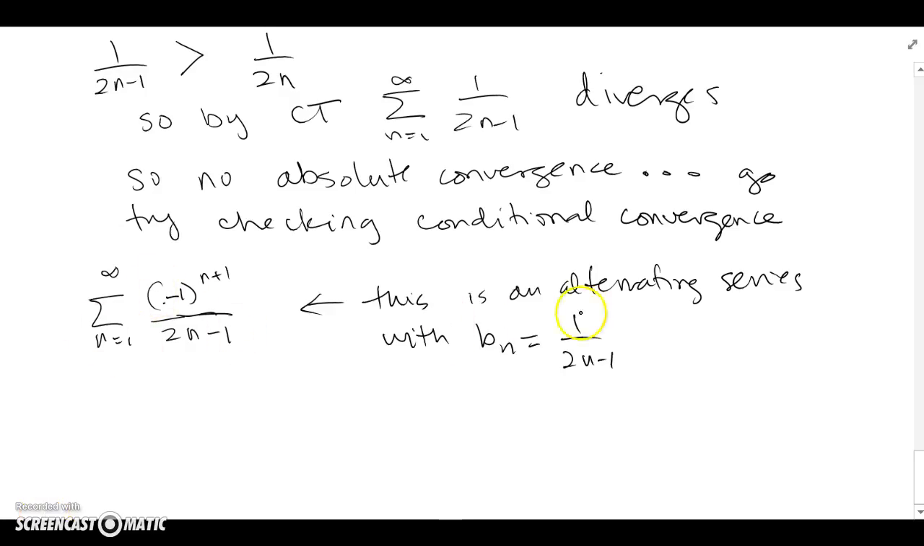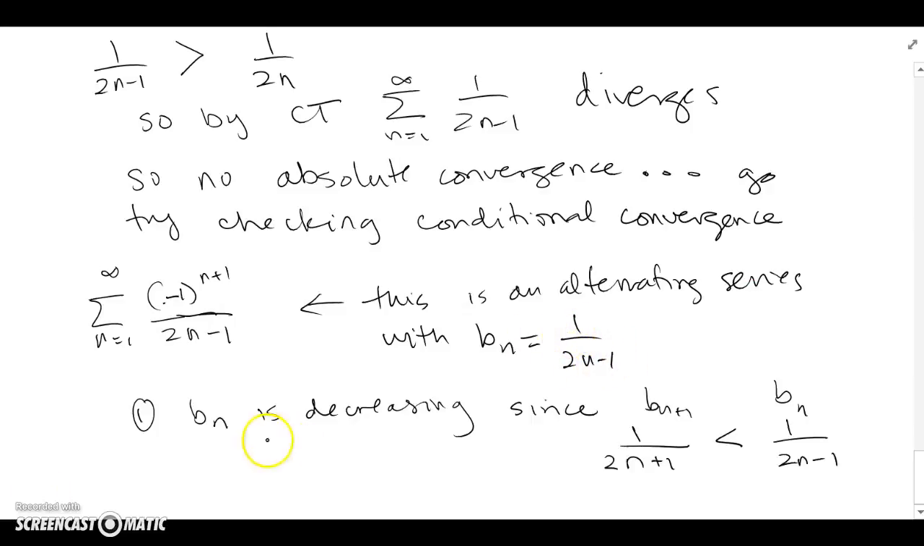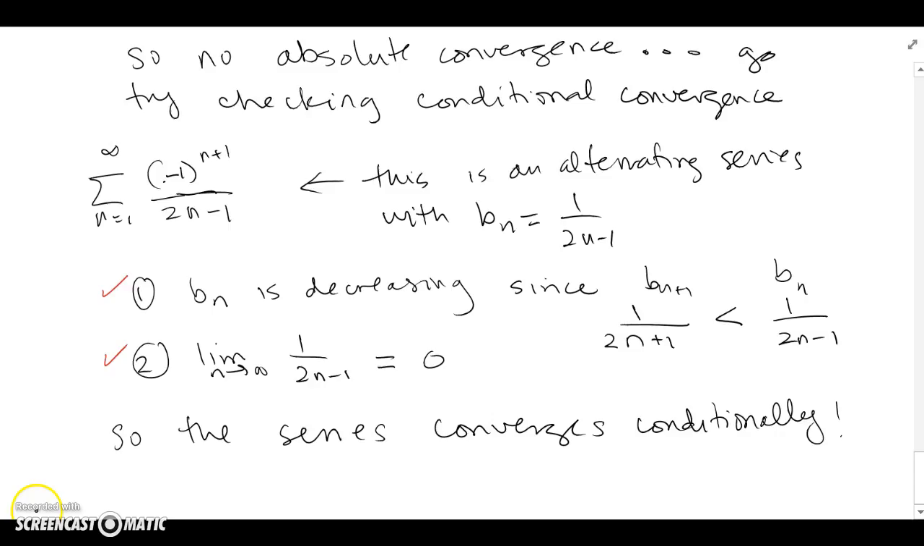This original series is just an alternating series with b_n, the positive terms, being this. b_n is decreasing always because if I look at the n plus first term, putting in n plus 1 for your n, these terms will always be less than this one because the denominator on the left is bigger. Also, the limit of 1 over 2n minus 1 goes to 0. So both criteria of the alternating series test are satisfied. Therefore, the series converges conditionally. The absolute value version of it did not converge, however, the original series did converge, so it conditionally converges.